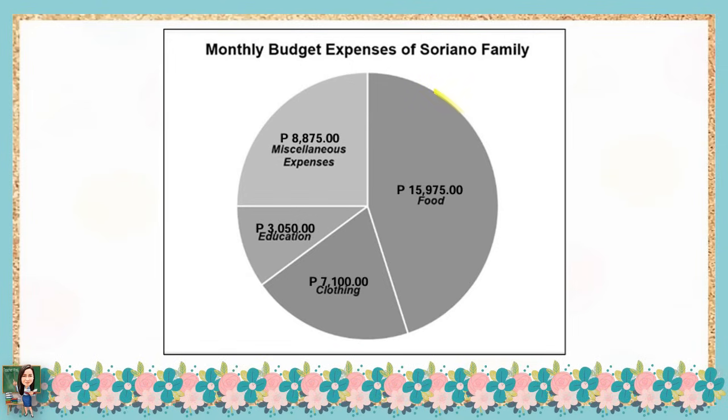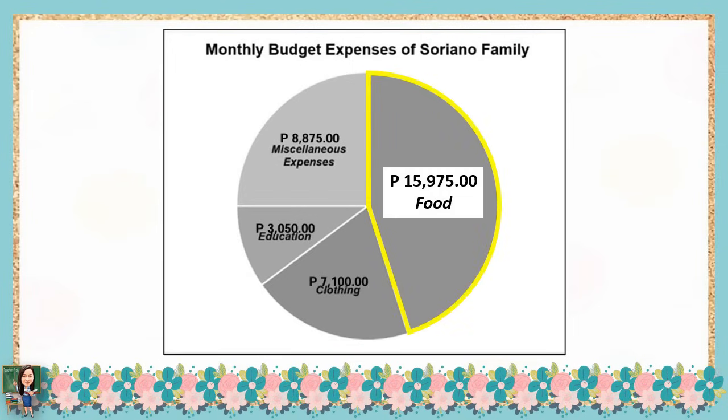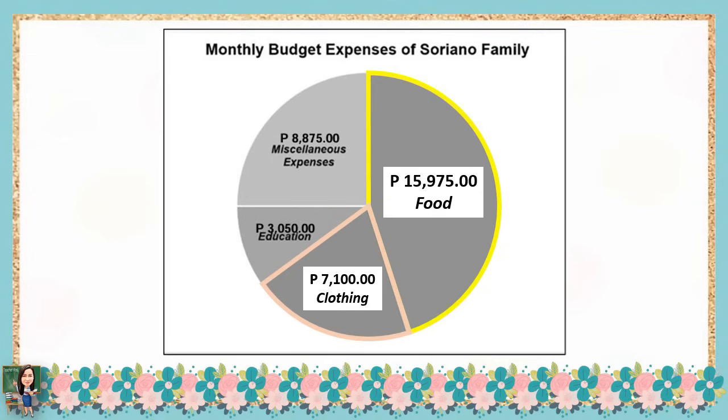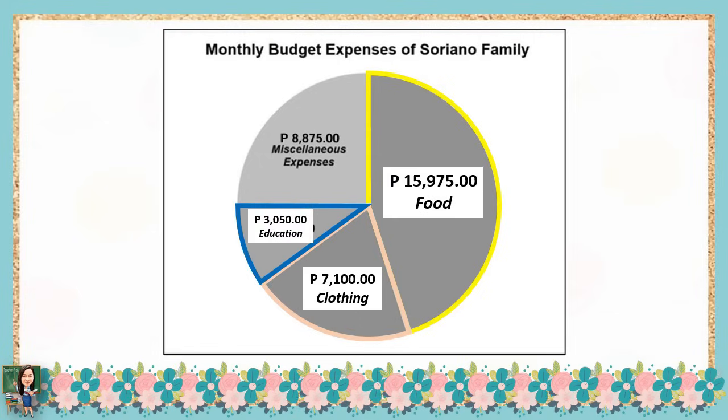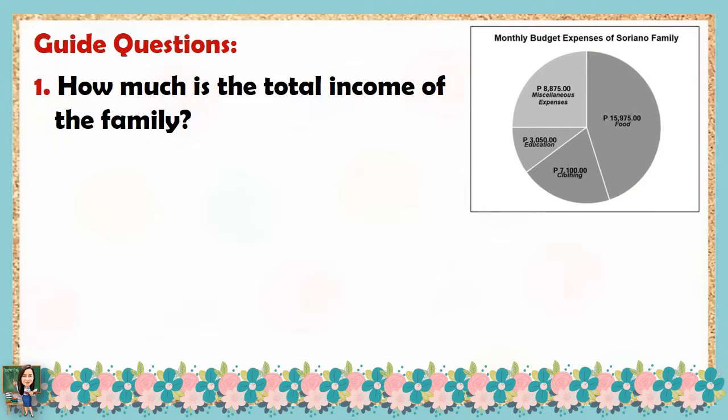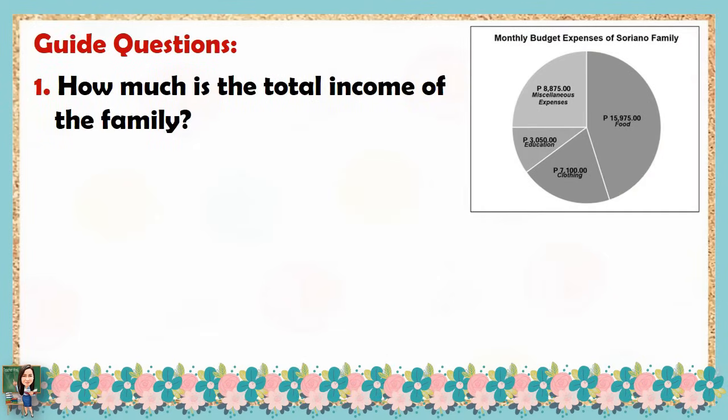As you can see, the budget for food is 15,975 pesos. Their budget for clothing is 7,100 pesos. Their budget for education is 3,050 pesos. And their budget for miscellaneous expenses is 8,875 pesos. And now let us answer the following guide questions according to the monthly budget expenses of Soriano family.